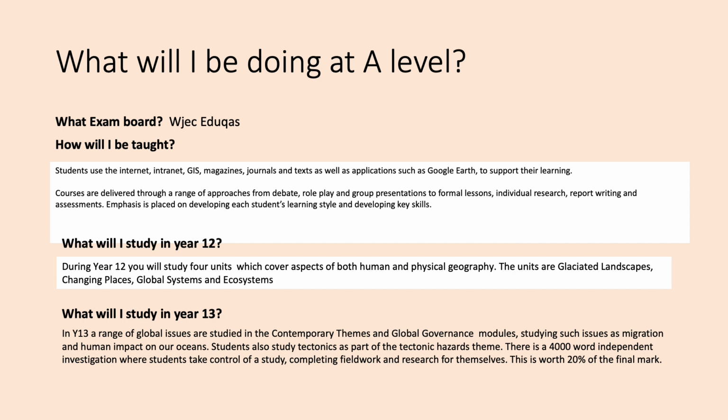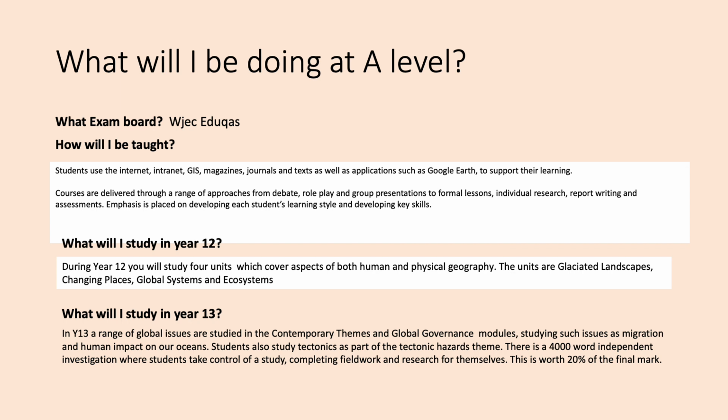So you can see in Year 12, we study four units of work that cover aspects of both human and physical geography. Glaciated landscapes and changing places are part of what we call Component 1, so there are compulsory units, and we also go on to look at part of the global systems unit, which is carbon and water cycle, and an optional unit, which is ecosystems, and that's covered in Component 3.